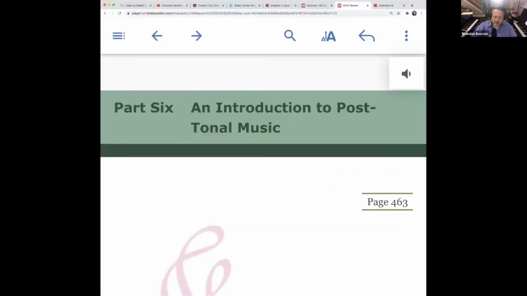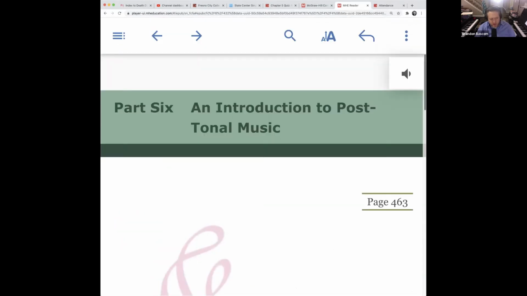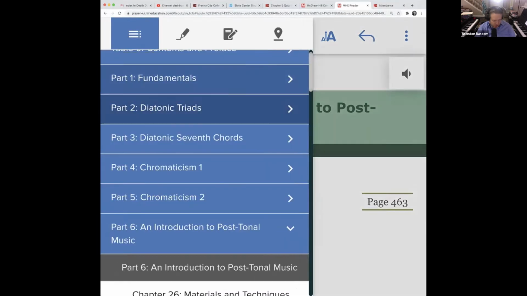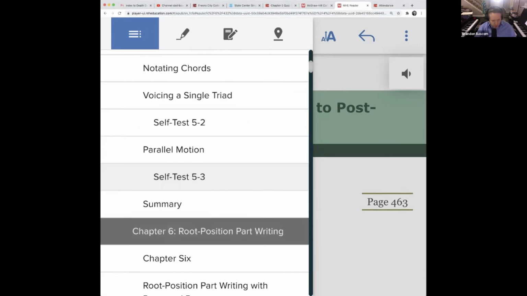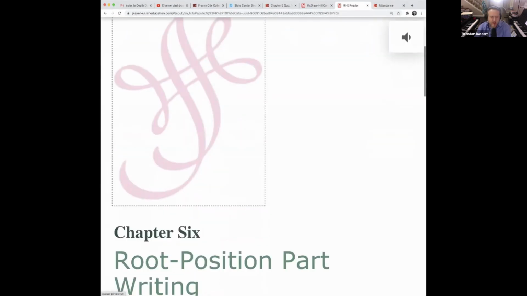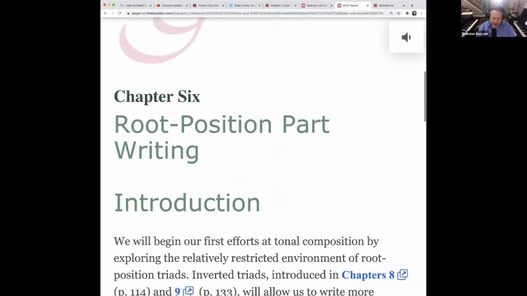We are on to chapter 6 today. Is this exciting? We only have 3 chapters left: 6, 7, and 8. Today we are talking about, not chapter 26. Who put us in chapter 26? That would not be fun. We are talking about root position part writing.